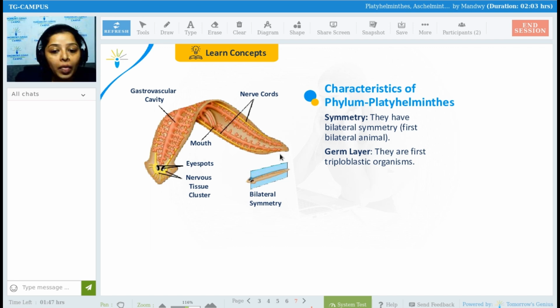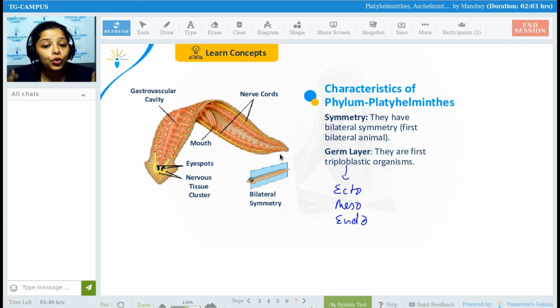Clear? They have three germ layers, means they have ectoderm, mesoderm, and endoderm. Ecto, meso, and endoderm. Okay, and hence they are triploblastic. The body is triploblastic, means the body has three germ layers, ecto, endo, and mesoderm.